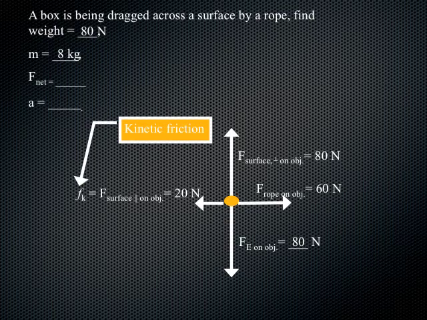60 newtons to the right, 20 newtons to the left gives me a net force of 40 newtons to the right. If my net force is 40 newtons and my mass is 8 kilograms, the net force divided by mass is acceleration. 40 divided by 8, 5 meters per second squared is the gain in speed of this crate. We can then proceed to use our kinematic equations with constant acceleration if the problem asks to proceed further to find velocities and displacements.